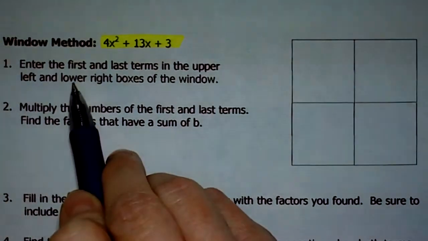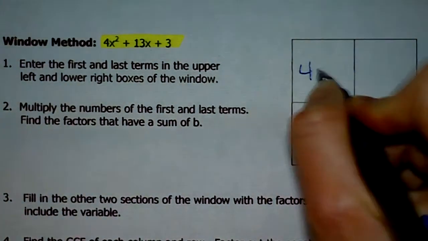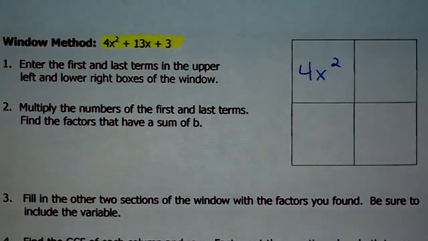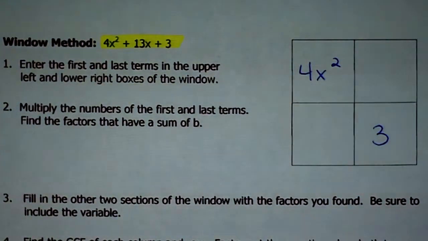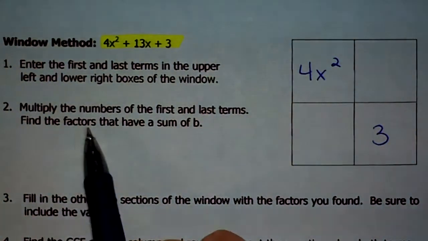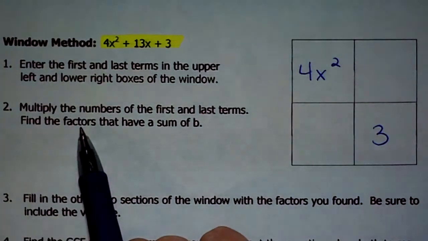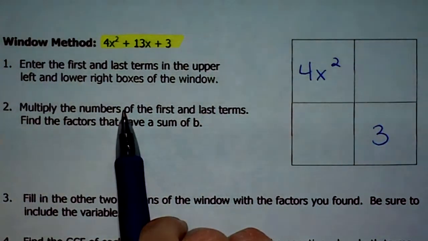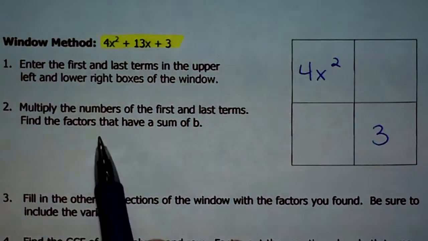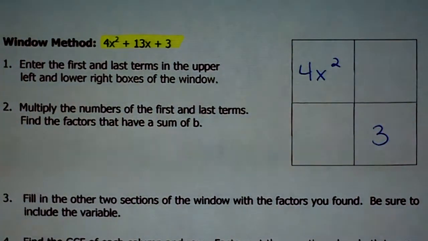So step 1, write the first term in the upper left-hand corner and write the last term in the lower right corner. That's number 1. Step number 2 says, and this is kind of like a little doctored up factor sum chart, multiply the numbers of the first and last terms, find the factors that have the sum of the b.